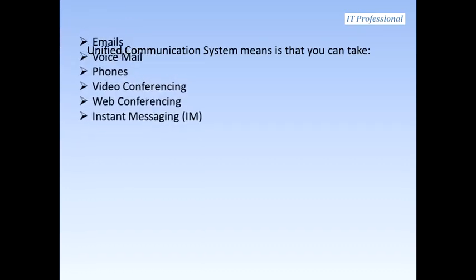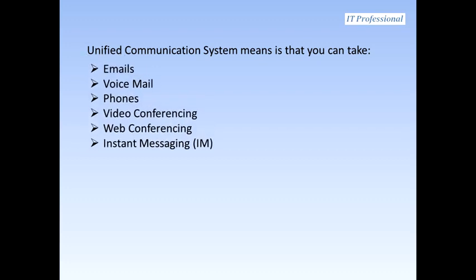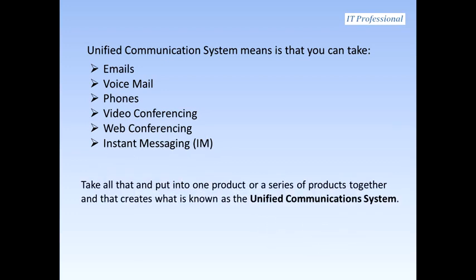A unified communication system means that you can take emails, voicemail, phones, video conferencing, web conferencing, and instant messaging, take all that and put it in one product or a series of products together and create what is known as the Unified Communications System.